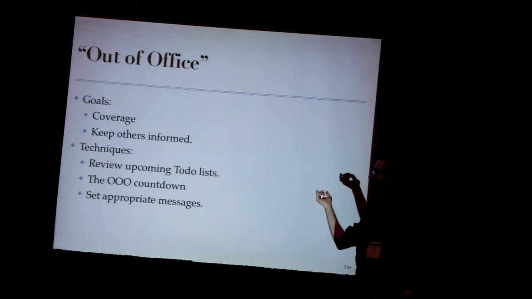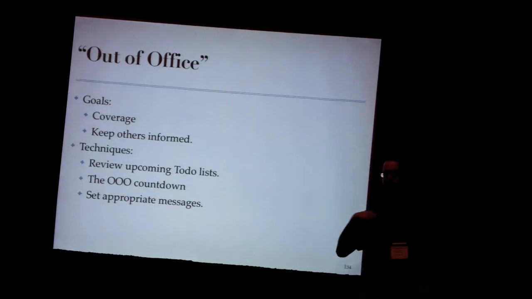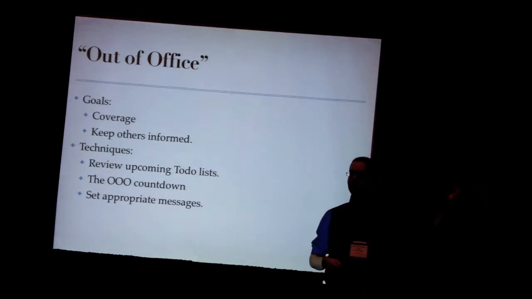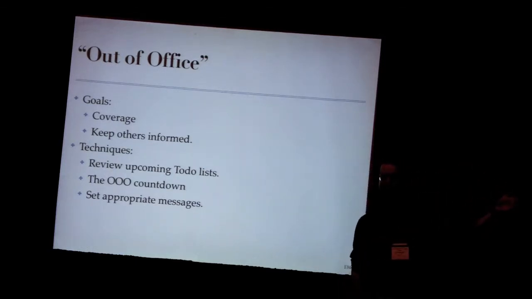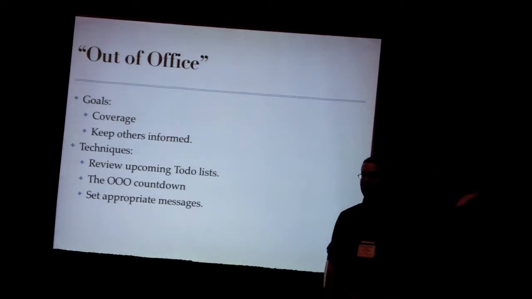So you review the upcoming to-do list, notify people if they were expecting something done that day, or delegate it to someone else. The out-of-office countdown. So if you're taking a long vacation, you have sort of a countdown. So I'm going to go away on vacation for a week. What do I do? A month beforehand, I make sure I remind my boss about it, and maybe we announce it.